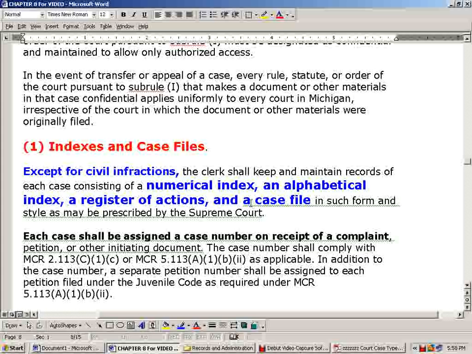You see the word docket there anywhere? Say I got to keep a docket? I don't see where it says I got to keep a docket. What's a docket? They don't need to keep a docket. They got to keep a numeric index, an alphabetical index, a register of actions, and a case file. No docket. Go figure.